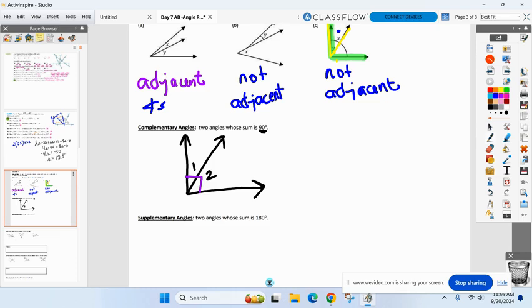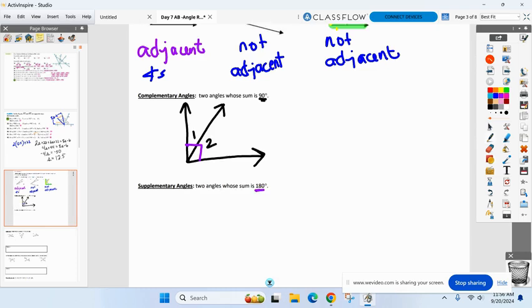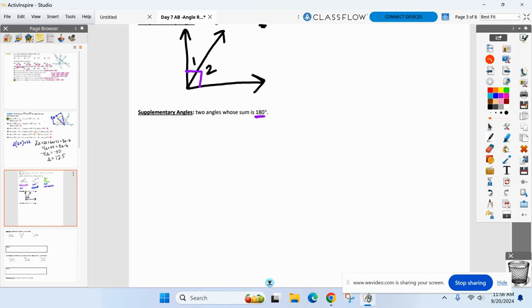Perfect. Next one, supplementary. Magic number to remember for supplementary? 180. So 90 is complementary, 180 is supplementary. Two angles, only two. If you have three that add to 180, congratulations, it's three angles that add to 180. But for two, you can only use the word supplementary.